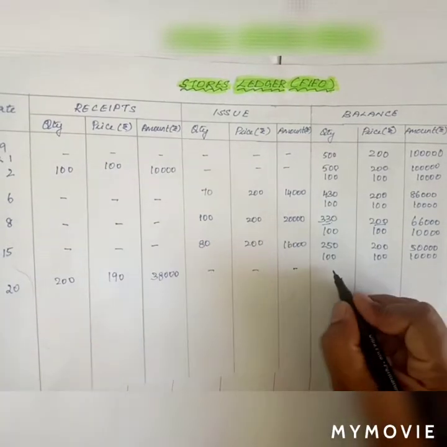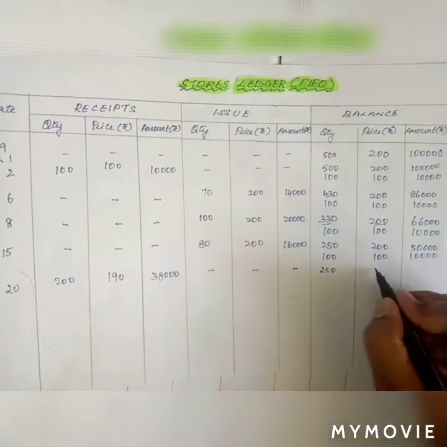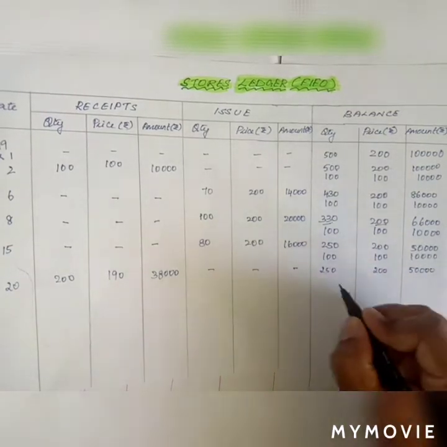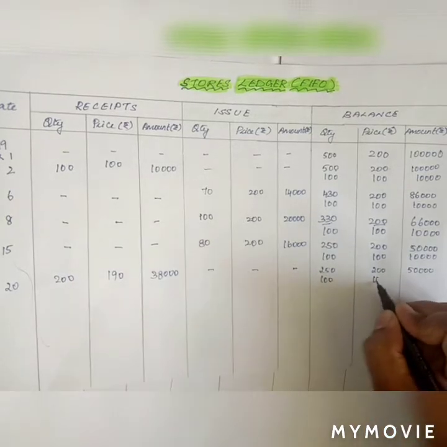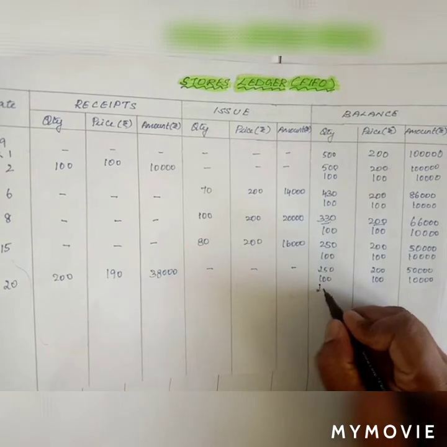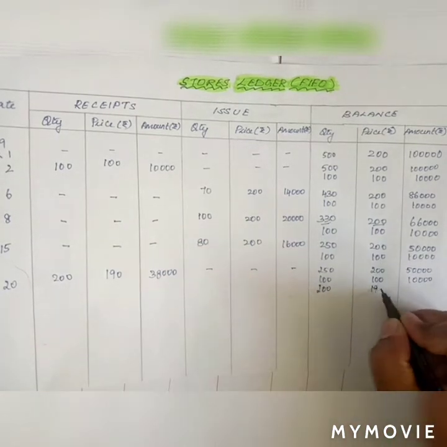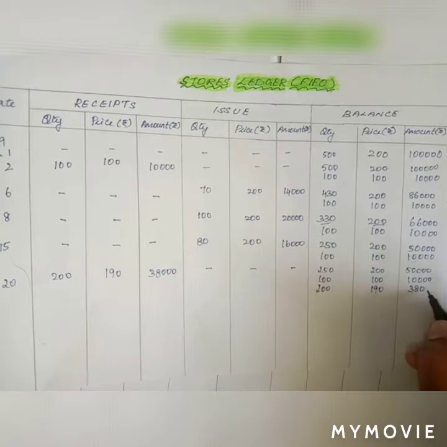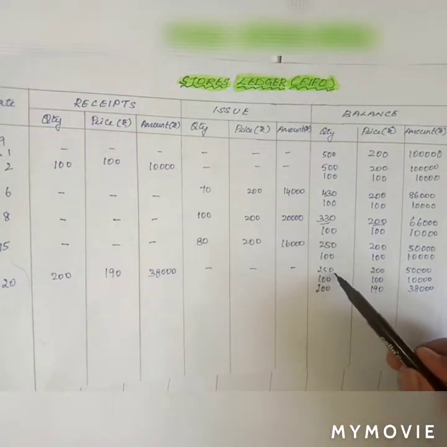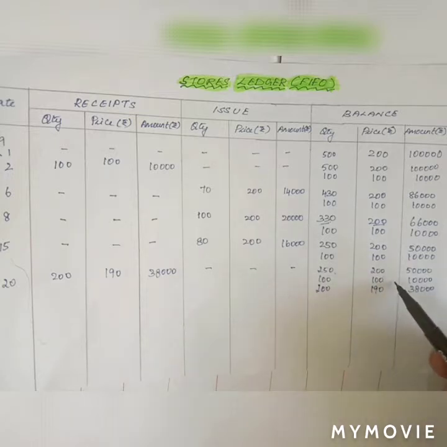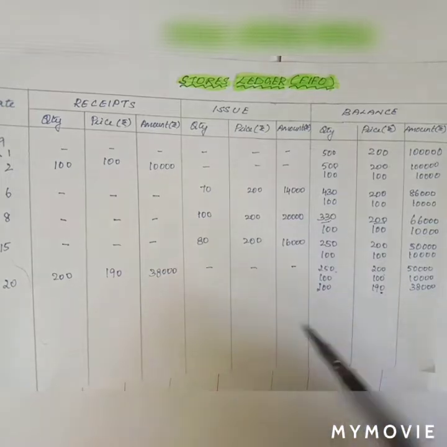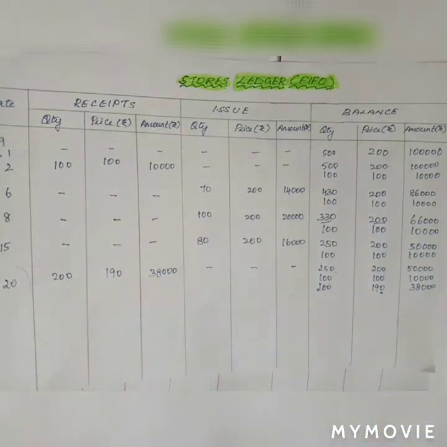Now already we have a balance of 250 tons of 200 rupees each, and the next one is 100 tons of 100 rupees each, and now we have 200 tons of 190 rupees each, therefore 38,000. So as on the 20th, we have 250 tons of 200 rupees each, 100 tons of 100 rupees each, 200 tons of 190 rupees each. On this date, this is the balance.